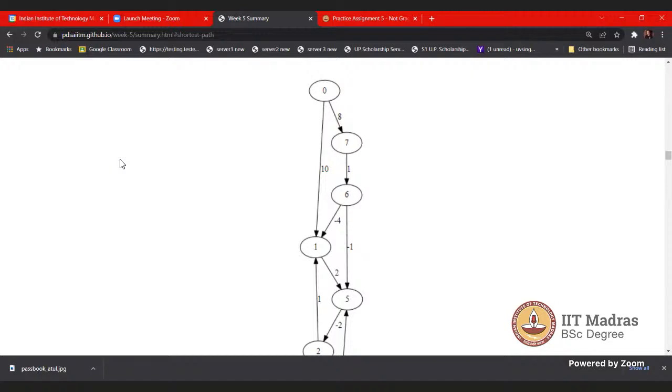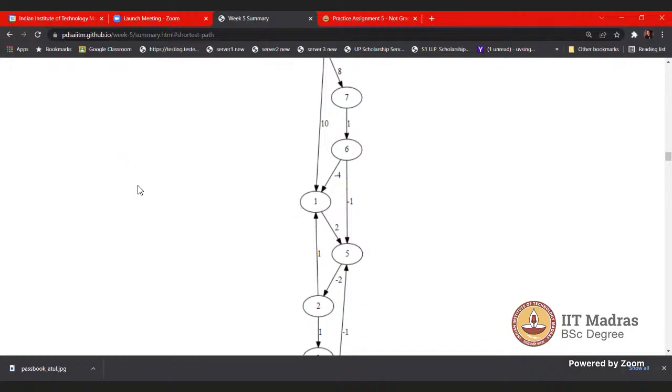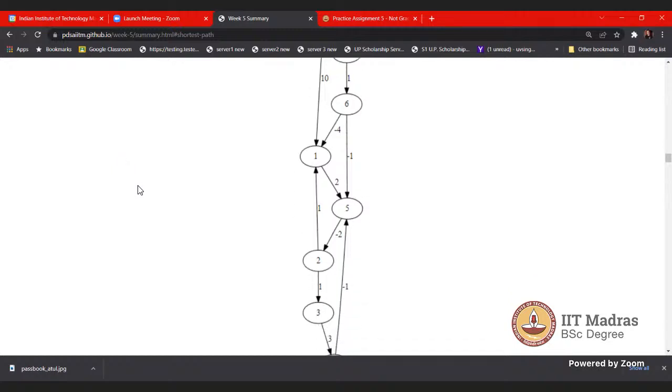Sir, in the fifth node there is a cycle: 1 to 5, 5 to 2, and 2 to 1, and it has a negative weight also. So can you repeat which nodes have the cycle? 5, 1, 2. Okay, yes, which have a cycle.